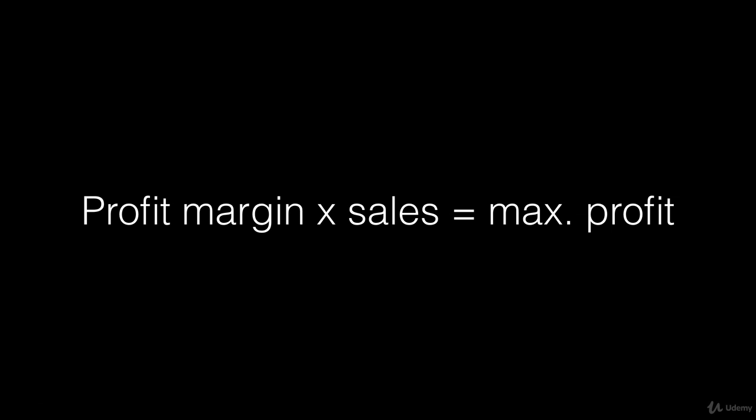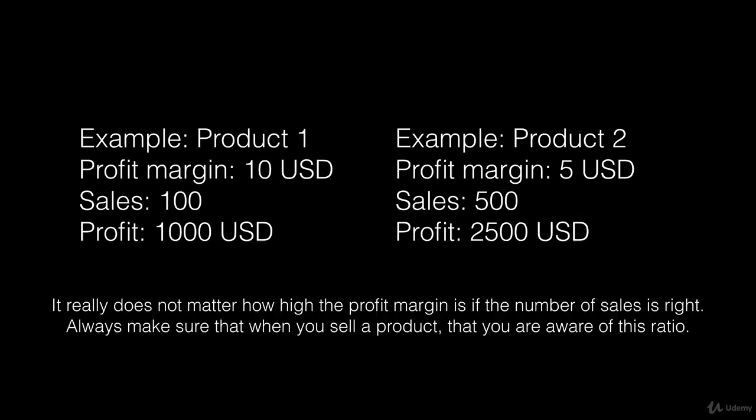So what we're going to do right now is have a look at an example. So we have two products. We have product 1 and we have product 2. It doesn't really matter which kind of product this is. And this is also the kind of thinking that I want you to have. It doesn't matter which kind of products you sell. The only thing that really matters is, of course, what is the bottom line? How much money do you make with the product?